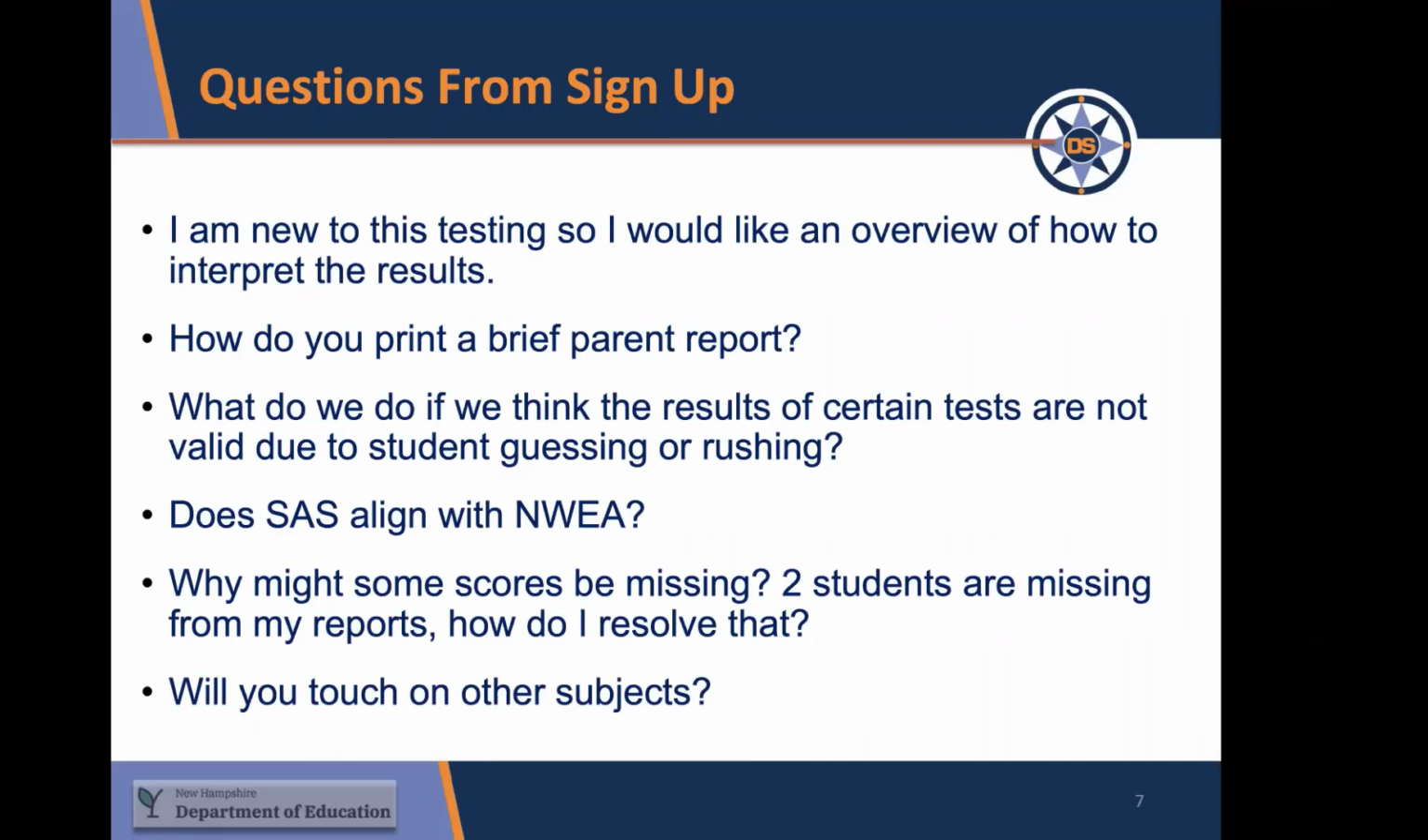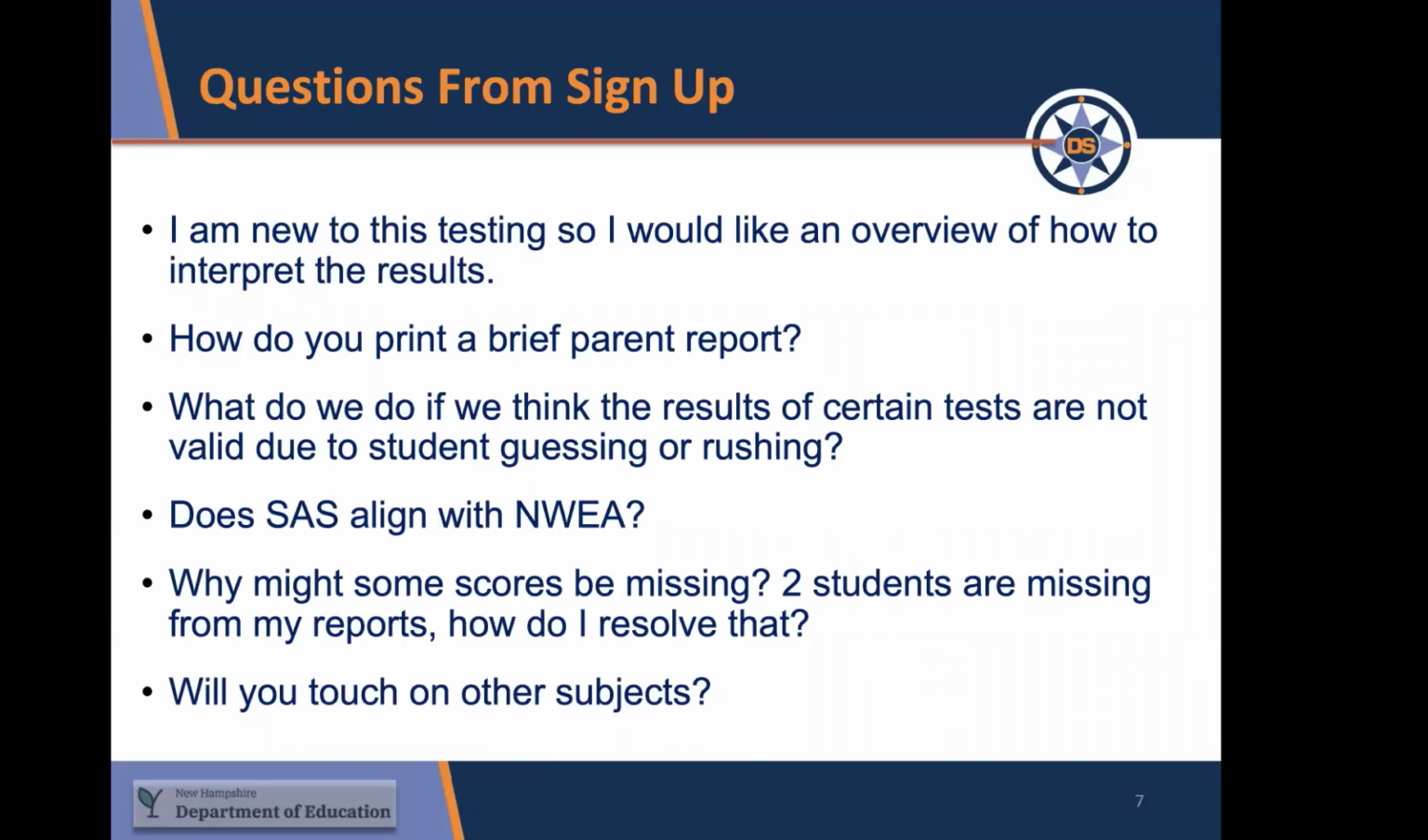And then what do you do if you think the results of certain tests are not valid due to student guessing or rushing? This is kind of a common theme, I feel like, right now with any sort of reporting. So we're not going to tell you to have the kids redo it or anything like that. Just kind of keep that in mind as you're looking at the results. They might be a little bit different for some of those students this particular fall. So another question, does SAS align with the NIWA? They're both aligned to the Common Core.